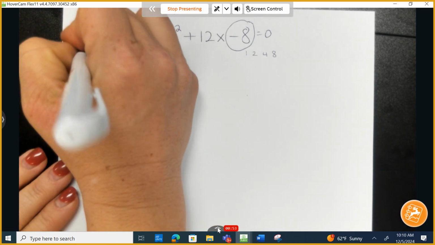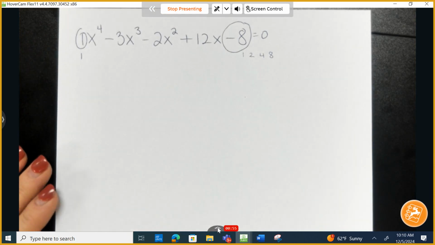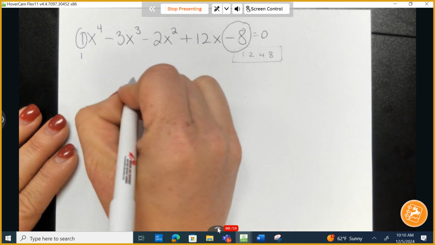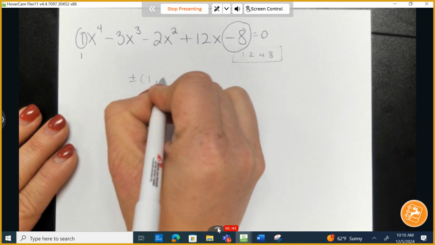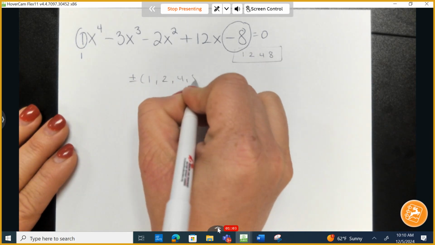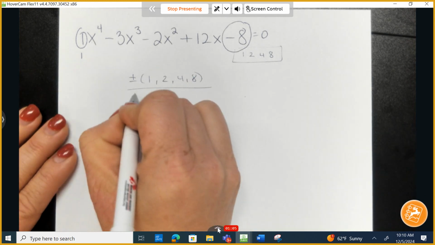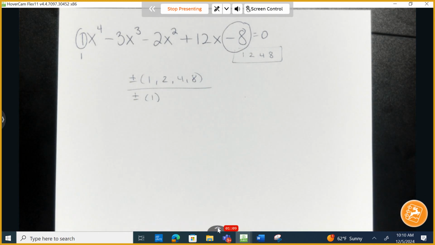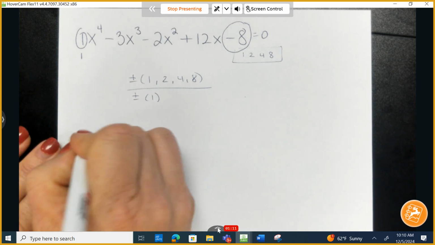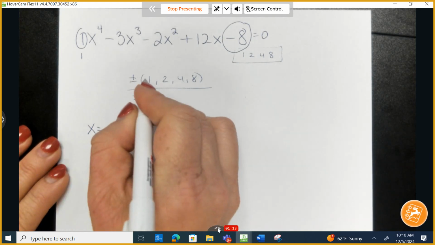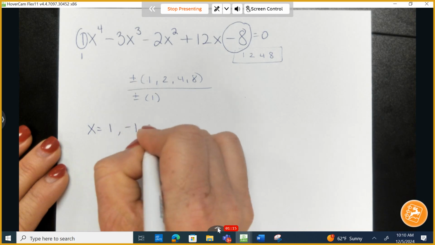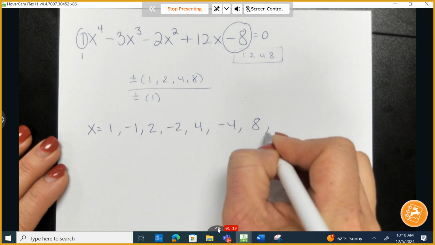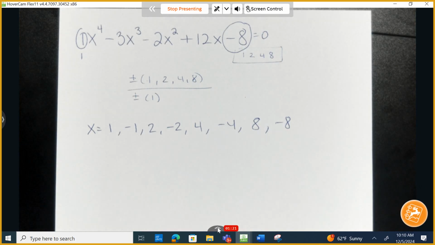The leading coefficient is a hidden 1, and the factors of 1 are 1. What do I do with those numbers? The factors of the constant always go on top, so 1, 2, 4, and 8 are always in the numerator, and factors of the leading coefficient are going to be in the denominator. Now I'm going to list these out. These are the ones that I'm going to test: positive 1, negative 1, positive 2, negative 2, positive 4, negative 4, positive 8, and negative 8.